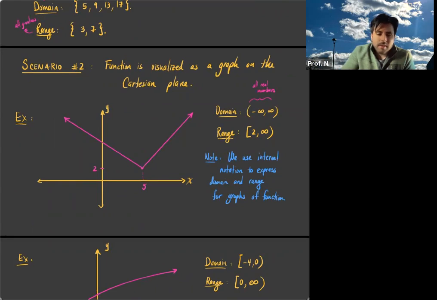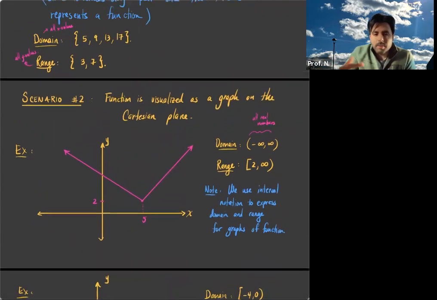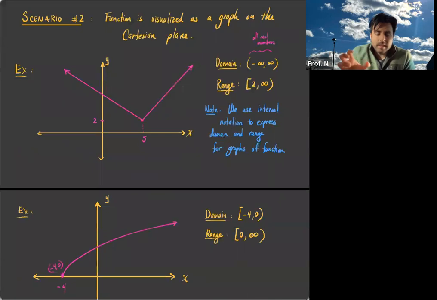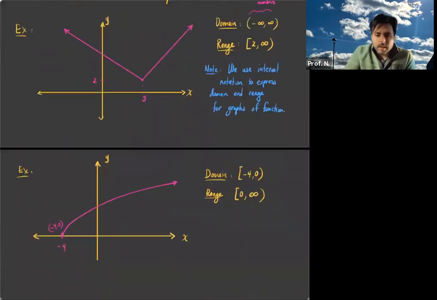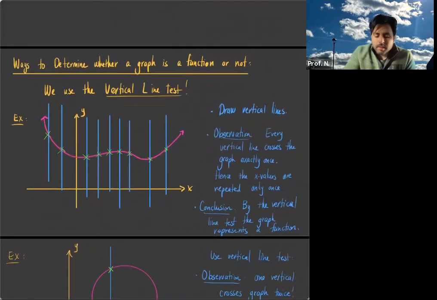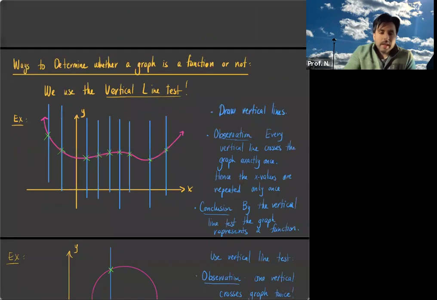And when we have a graph, our domain and range will most likely be an interval. It's not just going to be a set of numbers as we had in the previous scenario. When we have graphs, we have to look at the interval of the x values and the interval for the y values. Okay. And then I think we ended with this, the vertical line test.